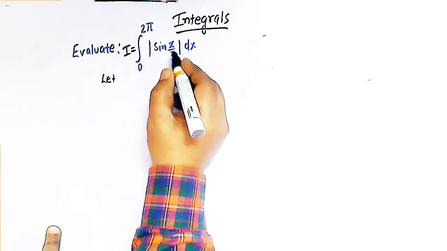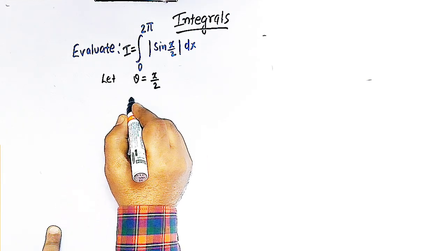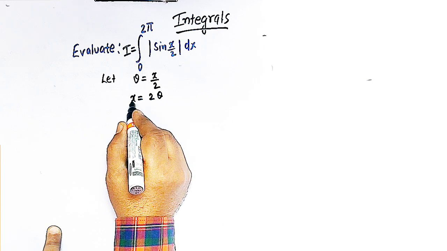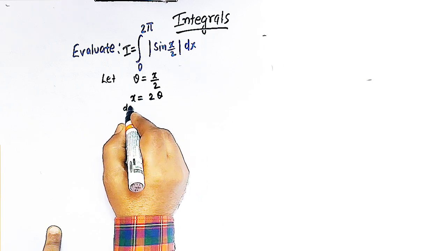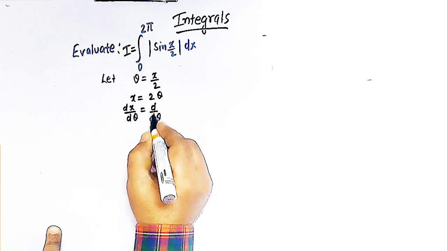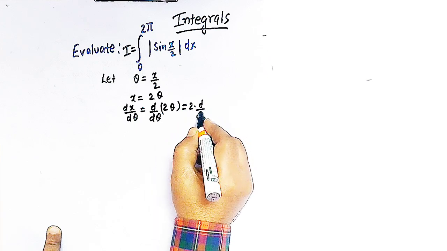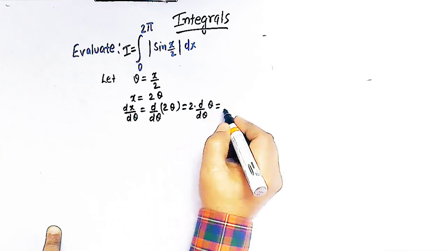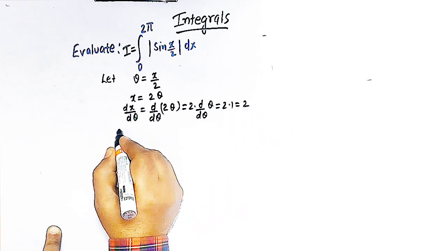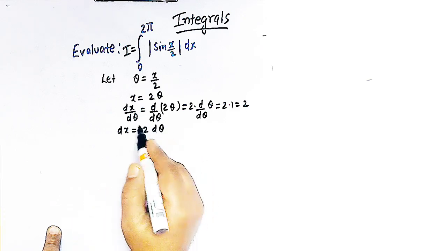So let us take theta is equal to x over 2, so that x is equal to 2 times theta. Now let us differentiate x with respect to theta. So we have dx over d theta is equal to d by d theta of 2 theta, and this is 2 times the derivative of theta with respect to theta, that is 1. So we have 2 times 1 is equal to 2. So now we can write dx is equal to 2 times d theta.